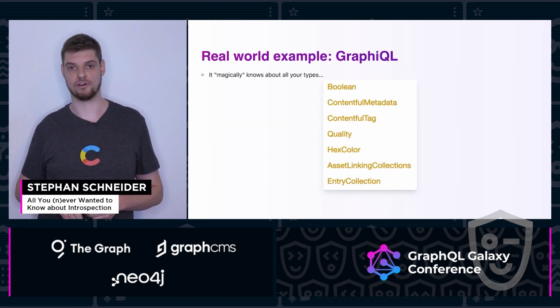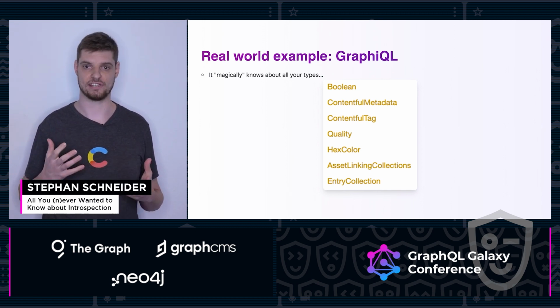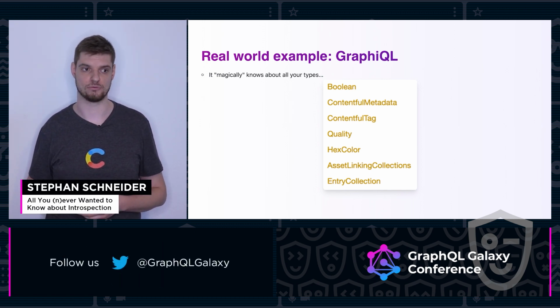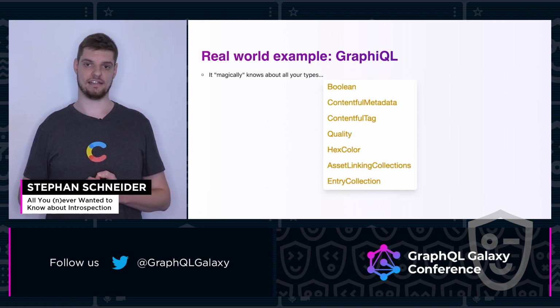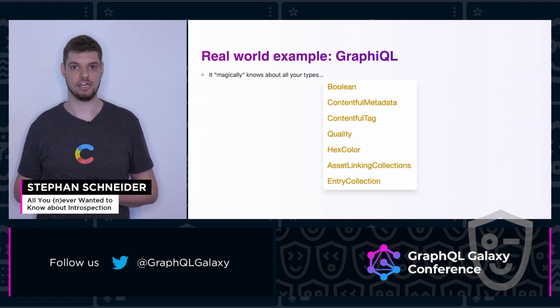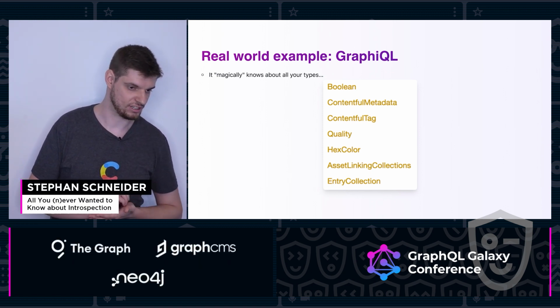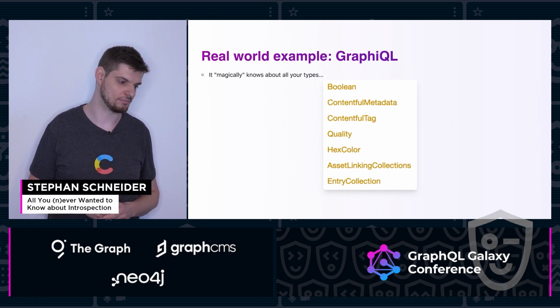So let's look at a real-world example, and most of you have probably worked with it beforehand, GraphiQL. The GraphiQL interface is shipped with most of the server implementation that you have, and it allows you to issue queries against your GraphQL server. So here, for example, you can see we have all the types available that our Contentful schema knows about. For example, the Contentful metadata or the Contentful tag.